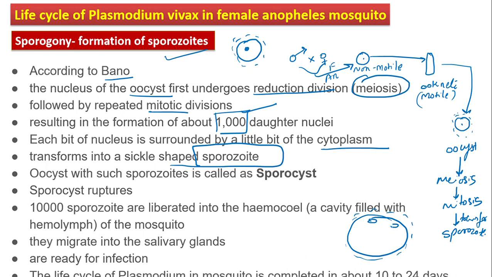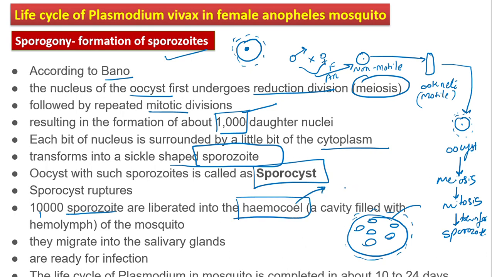Now the oocyst where the sporozoite, ये sporozoite कहाँ बना है class? ये तो पूरा oocyst है ना, इसके अंदर sporozoite बना है. So when oocyst is having sporozoite, उस stage को हम क्या बोलते हैं? Sporocyst बोलते हैं. What do we call it as? Sporocyst. So जैसे ये sporocyst rupture करता है, what is going to come out? 10,000 sporozoites are going to come out and liberate into the hemocoel.